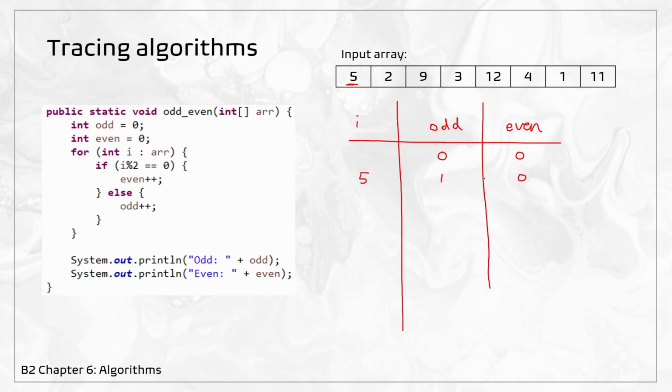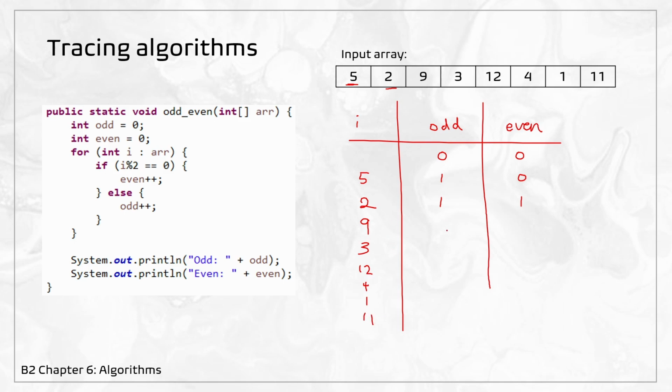Now for the next element, 2 modulus 2 is 0, so we know that it's even. So let's write 2 over here, and odd stays at 1, because odd doesn't increment, and even increments by 1 as well. And we can keep doing this for every element, so you have 9, 3, 12, 4, 1, 11.